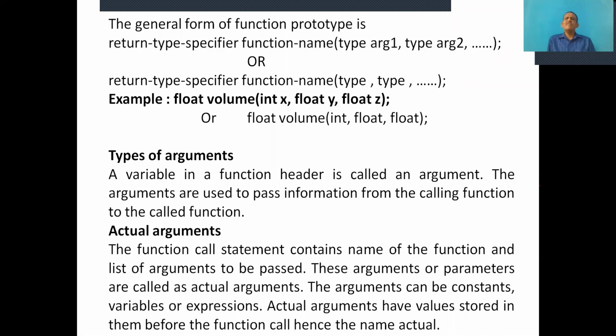According to syntax 2, instead of writing the argument name, that may be skipped. That is syntax 2: only the data types are written. That is float volume(int, float); It means during a function prototype, you can write only the data types which you are using for the arguments, or else along with the data type you can mention the argument name also. These are the two types of syntax you can follow in function prototypes.